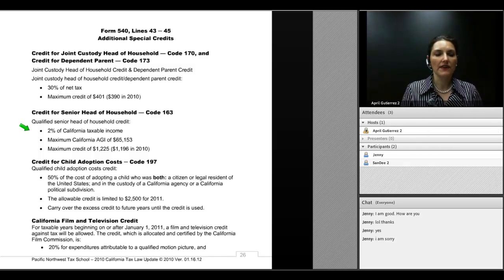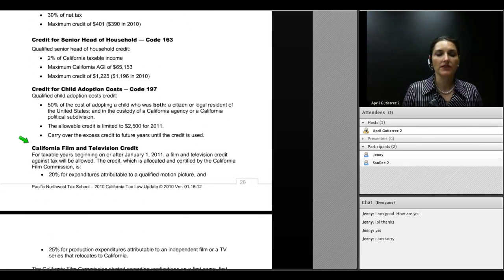The credit for senior head of household, that credit is 2% of the California taxable income, but the maximum California AGI you can have and still receive the credit is $65,153. And of course, the credit is limited to a maximum amount of $1,225, which is an increase over what we had in place for 2010.